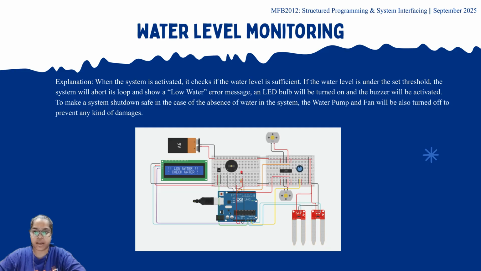This protective measure ensures that the pump doesn't run dry, which can cause severe damage, and prevents the system from attempting to irrigate without a water source. It's a fundamental safeguard to protect both the hardware and the plant.